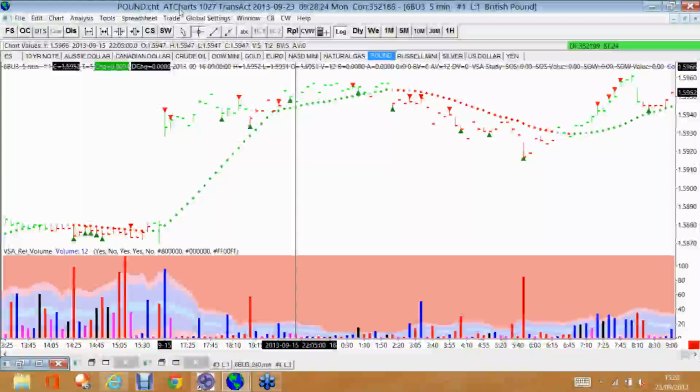So let's go and have a look at the pound, where I've already made my money today. Now, we did see, remember, strength coming into the pound. Here it was, stopping volume. And I traded the down move, as we saw earlier, using the smaller time frame.